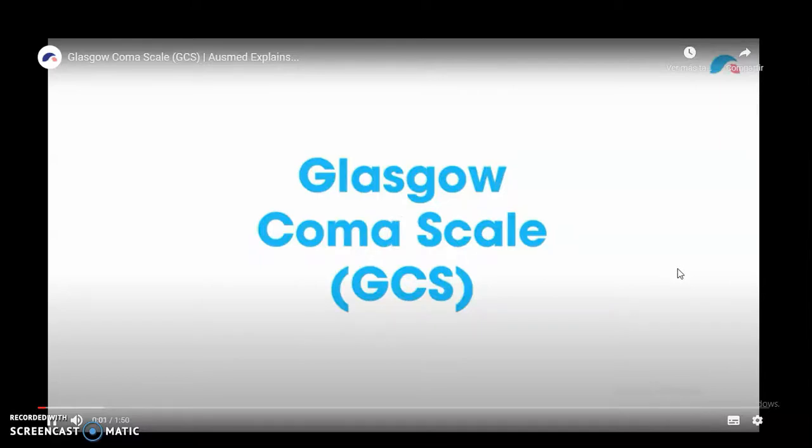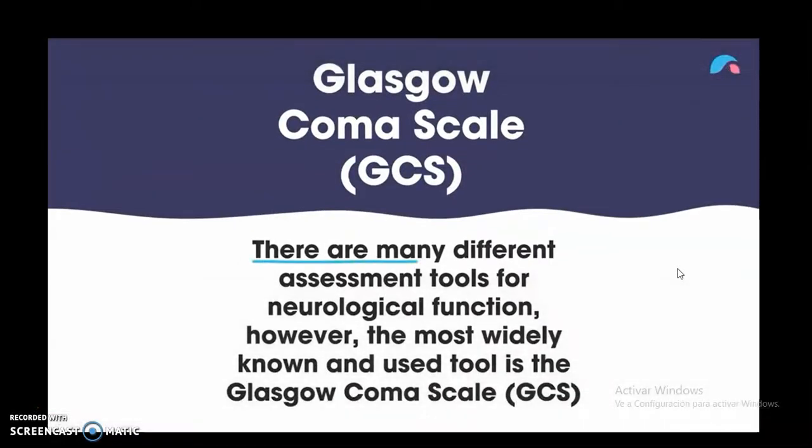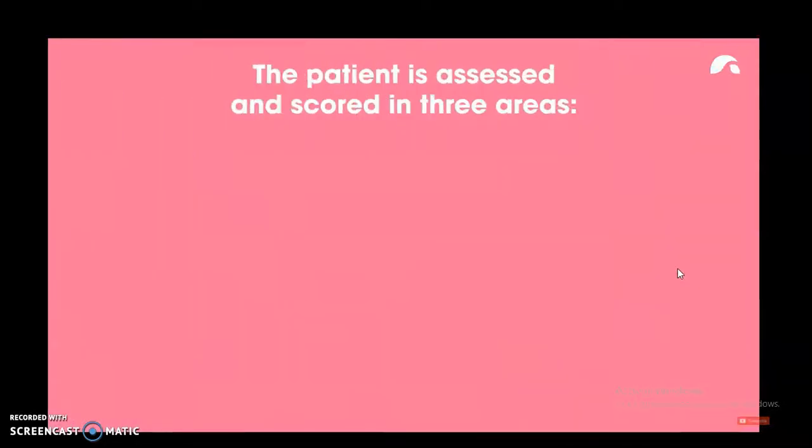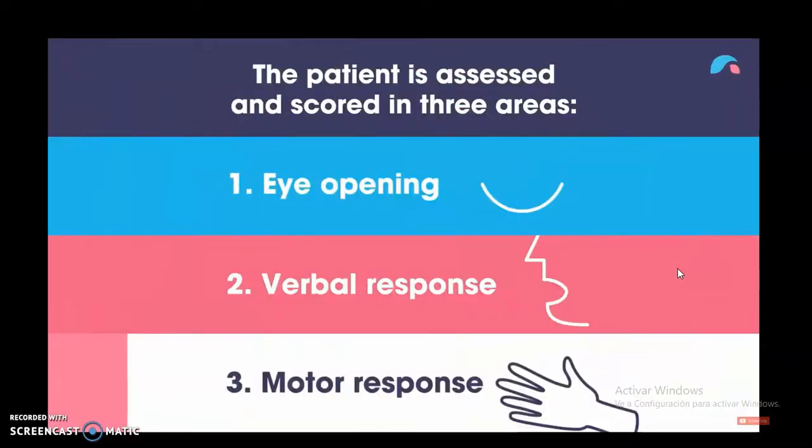The Glasgow Coma Scale, or GCS. There are many different assessment tools for neurological function. However, the most widely known and used tool is the Glasgow Coma Scale. The GCS sees a patient assessed and scored in 3 areas of neurological function.